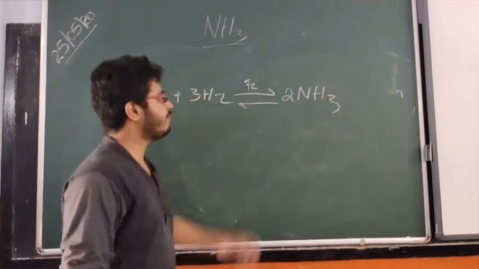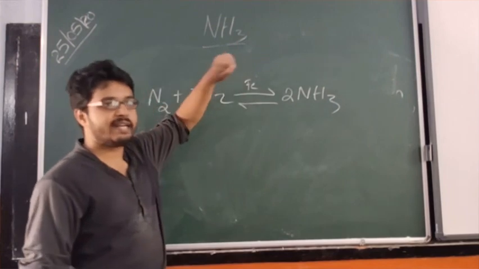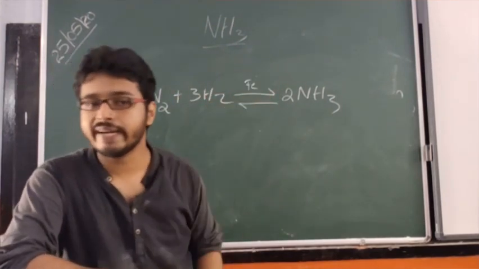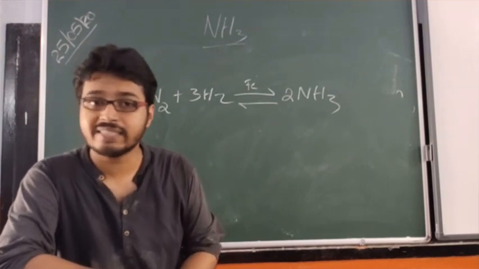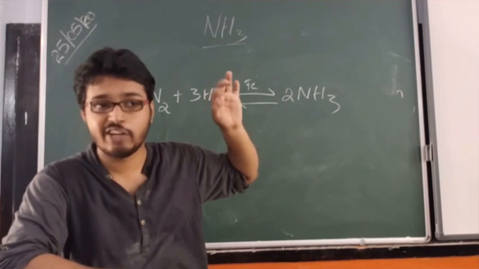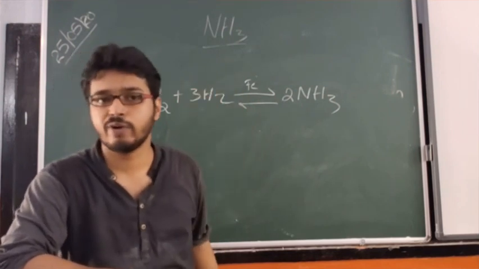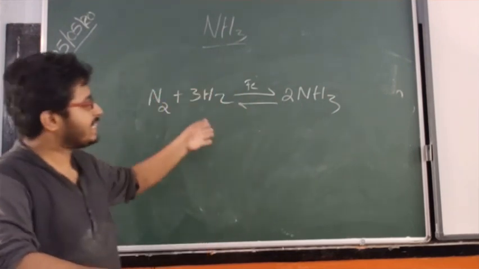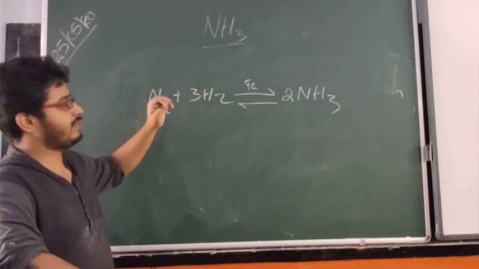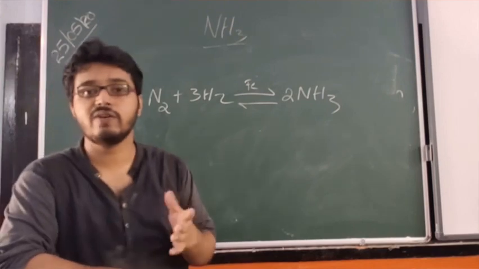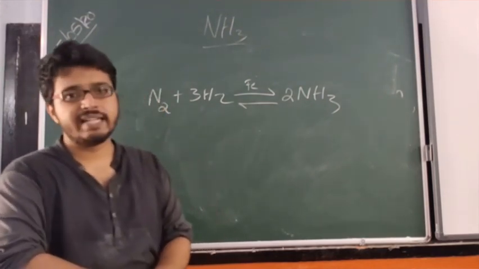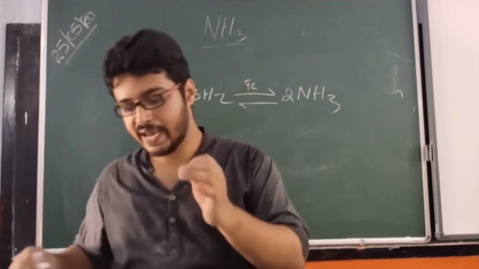So what happens if we have taken all the proper conditions in the Haber process, but we haven't added the catalyst? The amount of ammonia that is produced will be reduced to a very minimum quantity. So the catalyst is another factor that increases the yield of ammonia produced in the Haber process.